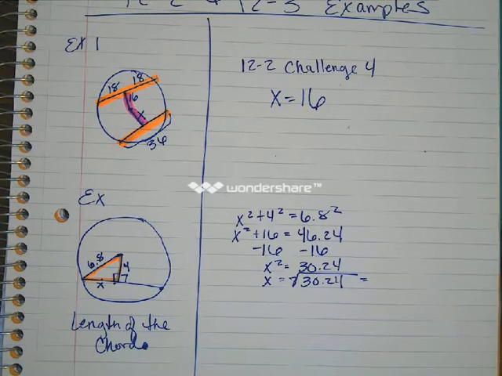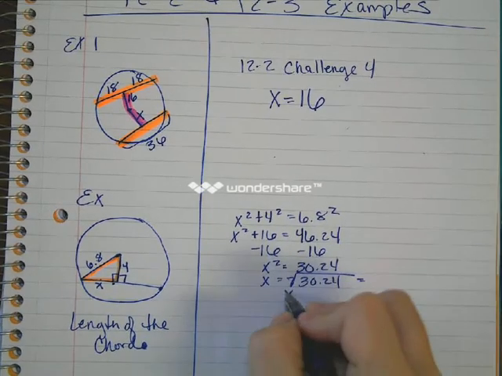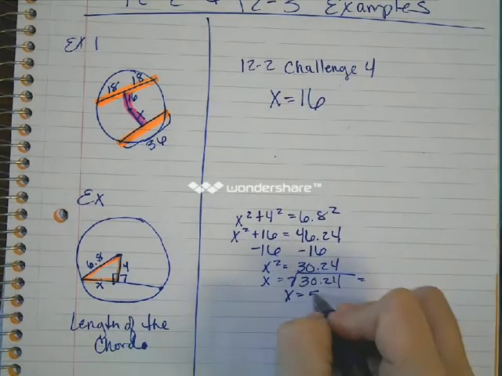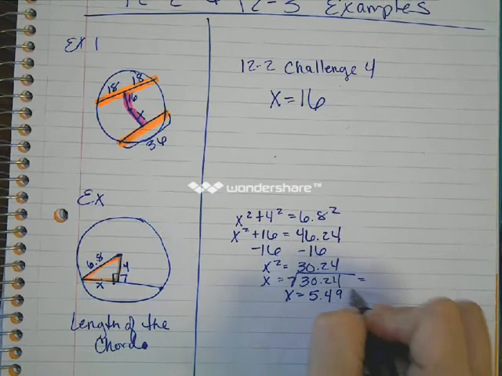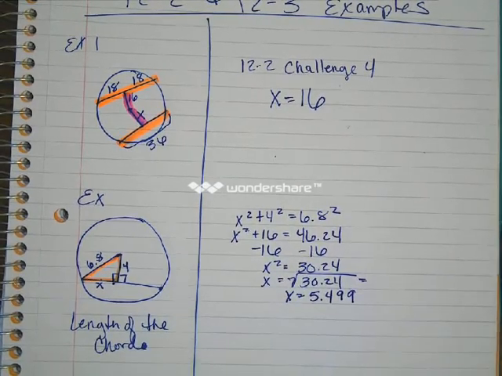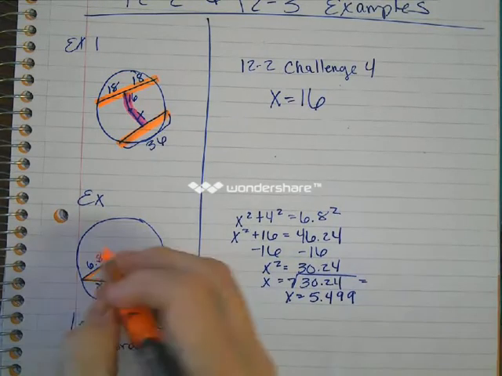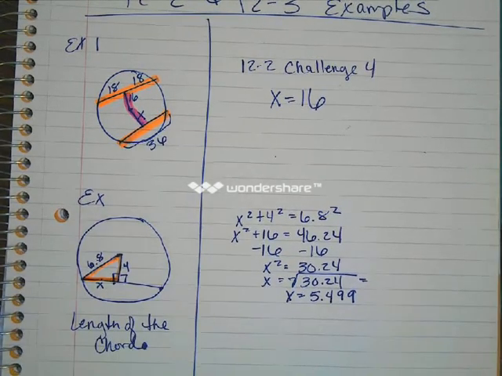Okay, and I get x equals 5.499. But is that my answer? And the answer to that is no. All you found was this. The question asked for the chord. So that is the length of the chord.